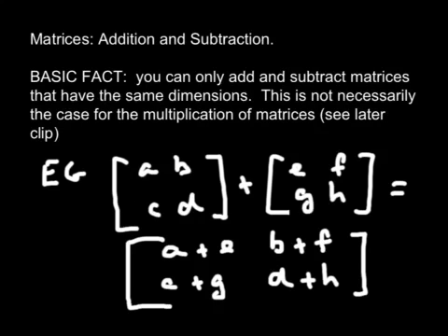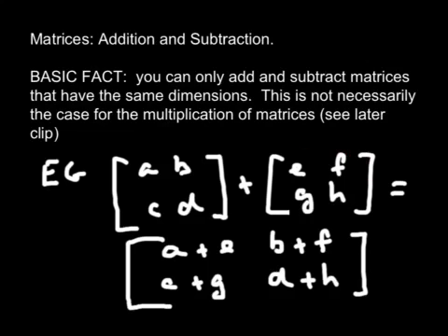So here's an example, a very algebraic example. I've got a 2 by 2 matrix. That's how we describe the dimensions: the number of rows by the number of columns. There are 2 rows and 2 columns, so we call that a 2 by 2 matrix. And this is obviously a 2 by 2 matrix as well over here.